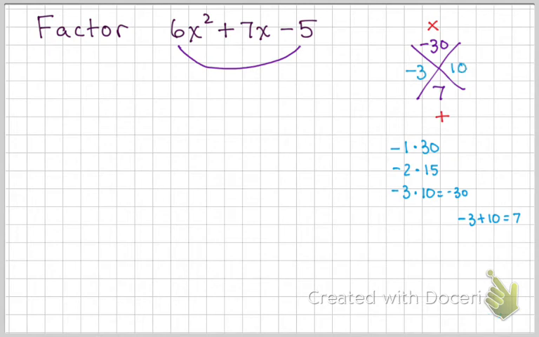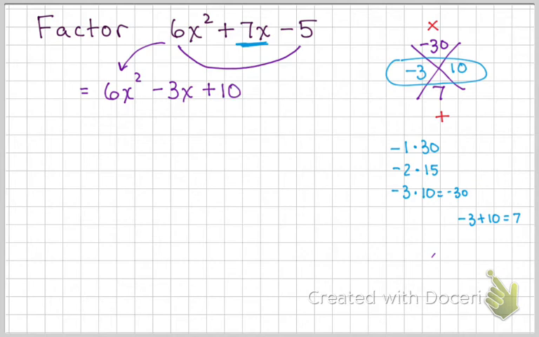Now, here's what you do. You're going to take these two, negative 3 times 10, and we're just going to replace it with the 7x. So here we go. This is going to be the 6x squared. We just bring that down. For the 7x, I'm going to write minus 3x, that's that negative 3, and plus 10x, that's this 10. Now I've replaced negative 3x plus 10x with 7x, so it means the same thing, and then minus 5.